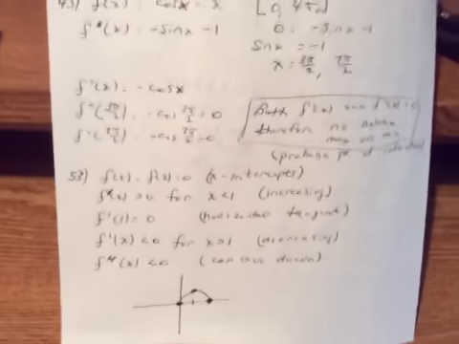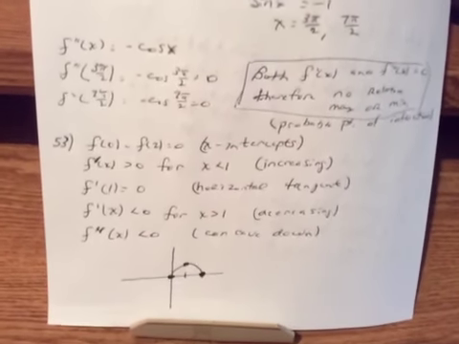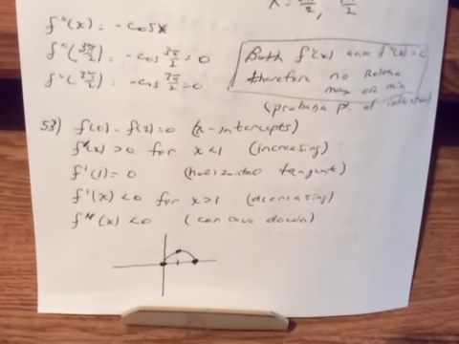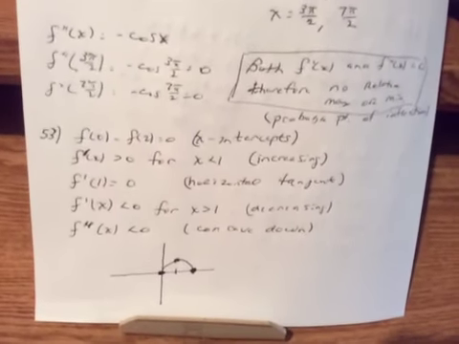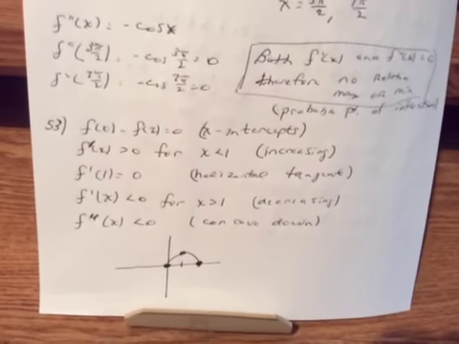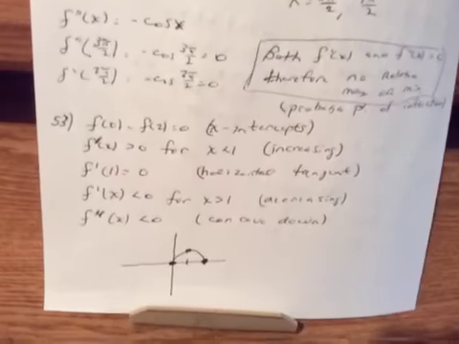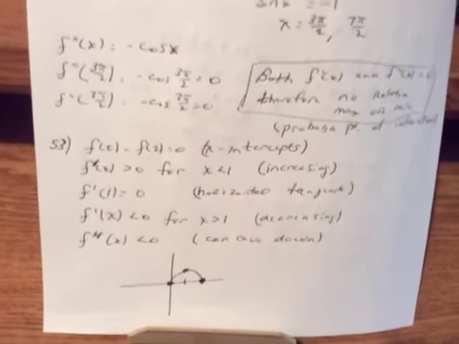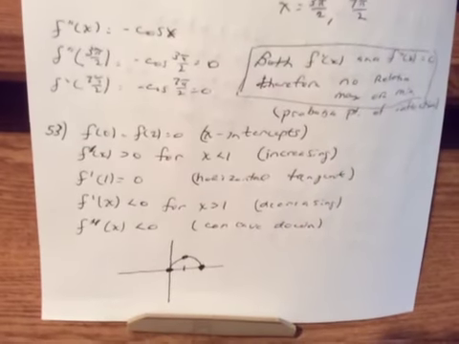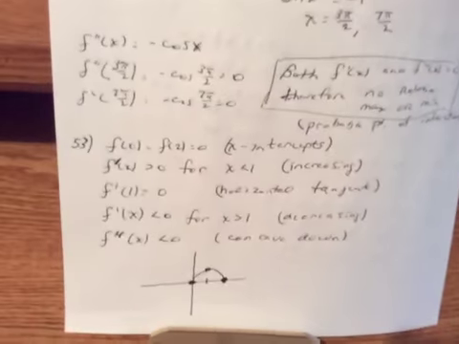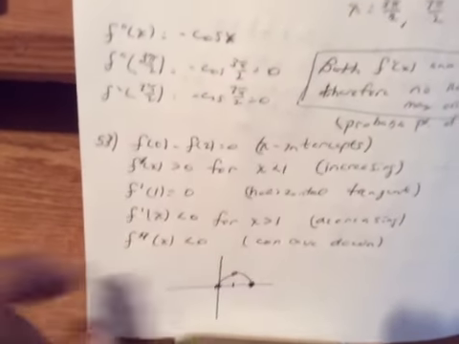53, they give you some information. F of 0 and f of 2 equals 0. Those are your x-intercepts. F prime of x is greater than 0, which means it's increasing when x is less than 1. At 1, the derivative is 0, so there's a horizontal tangent. F prime of x is less than 0 for x greater than 1. It's decreasing, and it's always concave down. So the basic shape of the graph, which is what they want you to do, make a quick little sketch, will be this little part.